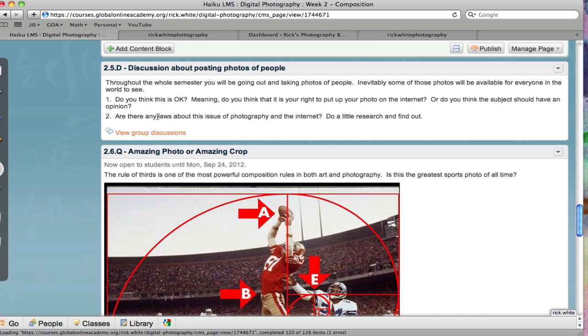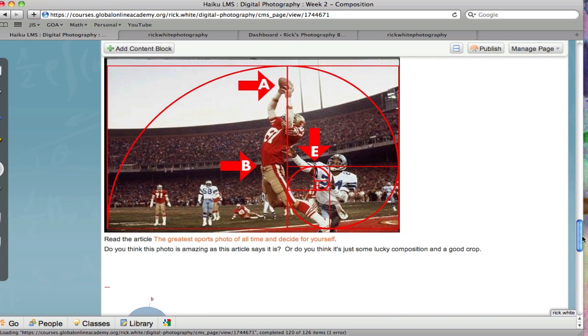So your discussion is to see if that's right. Just discuss it. Obviously, we're doing it. Are there any laws about this? Maybe you could do a little bit of research. If you're in an open area like a park or downtown, is it all right for you to be taking photos of people? So just do a little bit of research and add that to your discussion, and I'll see how you do.